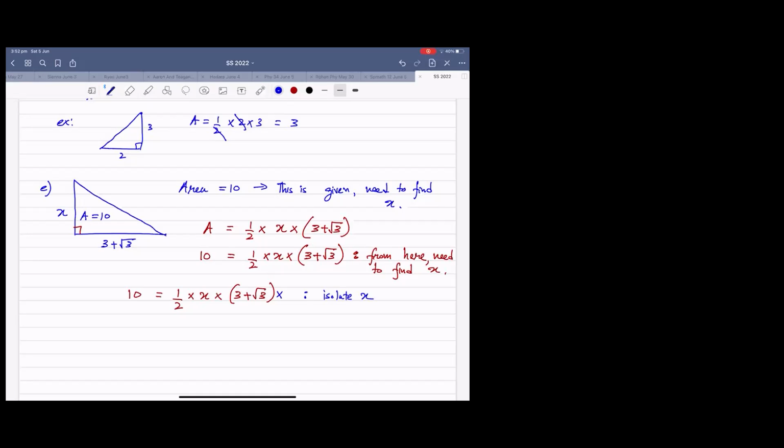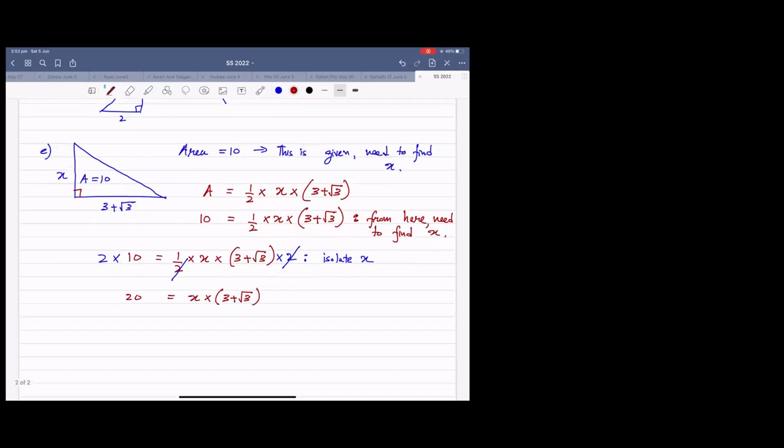To do that, you multiply this by 2. You multiply this side by 2. So 2 gone. Then it would be X times 3 plus square root 3, 20. Then you are going to divide this side by 3 plus square root 3. You are going to divide the whole group. You do the same thing here.